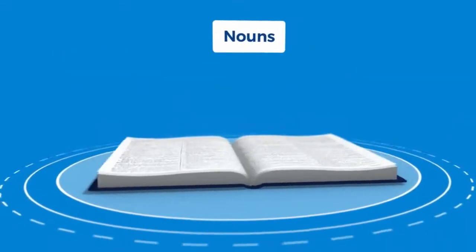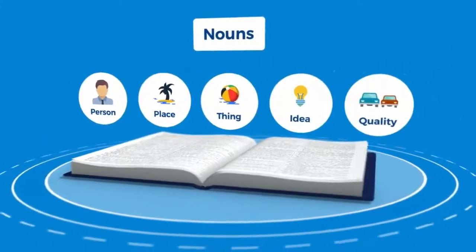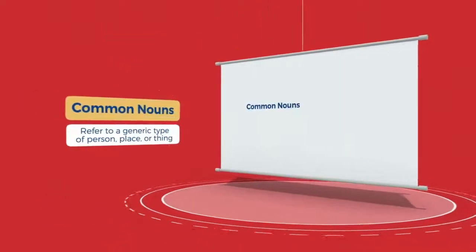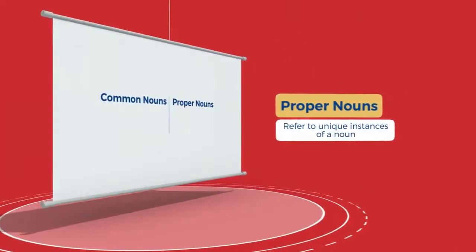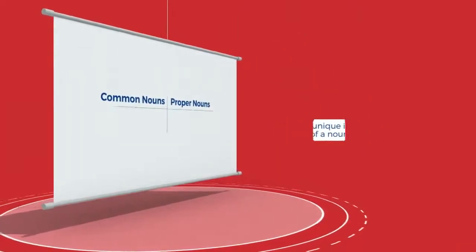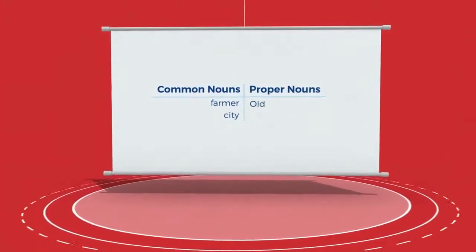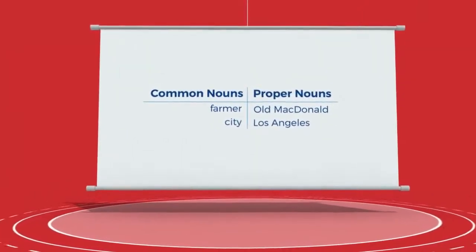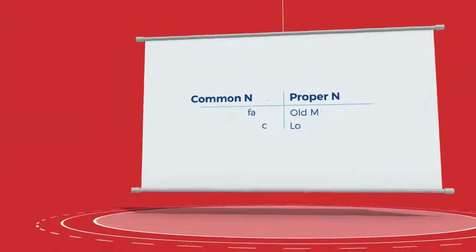Nouns are naming words: a person, place, thing, idea, or even quality. There are 2 essential types of nouns. Common nouns refer to a generic type of person, place, or thing. Proper nouns refer to unique instances of a noun, often a name of something. For example, farmer and city are common nouns, whereas Old MacDonald and Los Angeles are proper nouns referring to a specific farmer and a specific city. Proper nouns always begin with a capital letter.